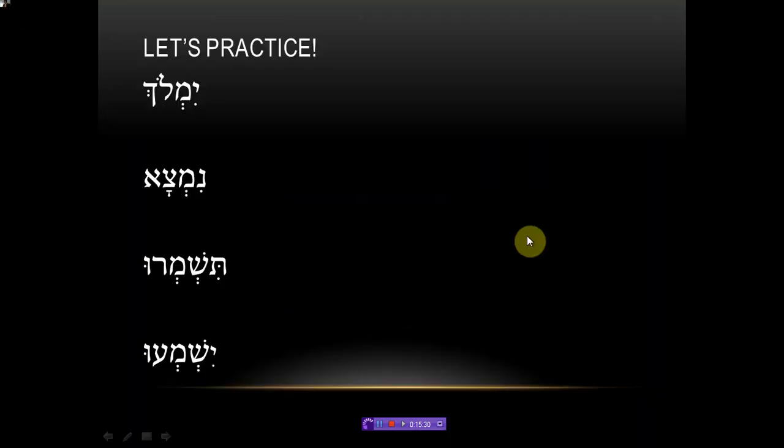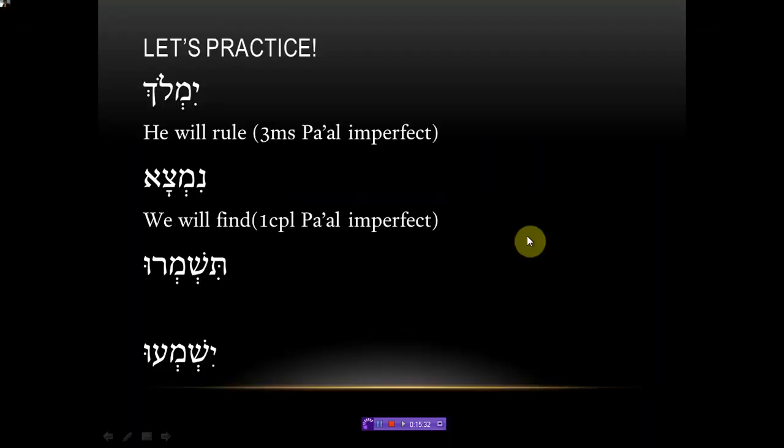There we go. So we will find first common plural, pa'al, imperfect, from the root matzah. Let's look at the next one. Tishmeru, tishmeru. Well, what do you notice that is familiar here? You might notice the shamar, the root shin mem resh. You probably recognize this as the word for guard.